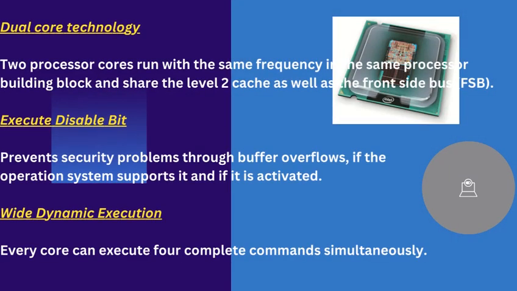The second is dual core technology. Two processor cores run with the same frequency in the same processor building block and share the level 2 cache as well as the front side bus, that is FSB. Third is execute disable bit. It prevents security problems through buffer overflows if the operating system supports it and if it is activated. The fourth one is wide dynamic execution. Every core can execute four complete commands simultaneously.